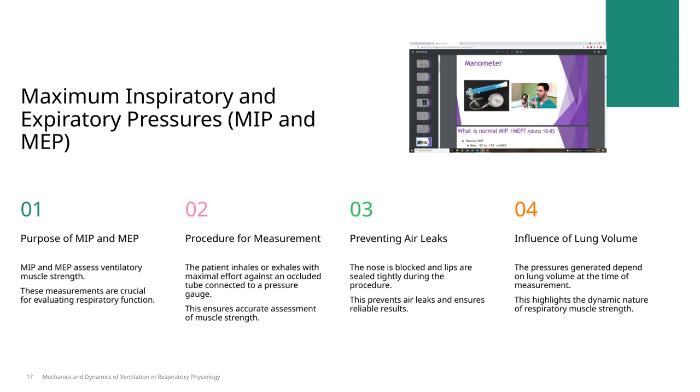The main purpose of measuring MIP and MEP is to evaluate ventilatory muscle strength, which is a key component of overall respiratory function. These measurements give us insight into how well the muscles involved in breathing are performing. Another key point is that the pressures generated during these maneuvers depend on the lung volume at the time of measurement. This highlights the dynamic nature of respiratory muscle strength. It can vary depending on how full or empty the lungs are at the moment of testing. Understanding these factors helps us better interpret the results and assess respiratory health comprehensively.